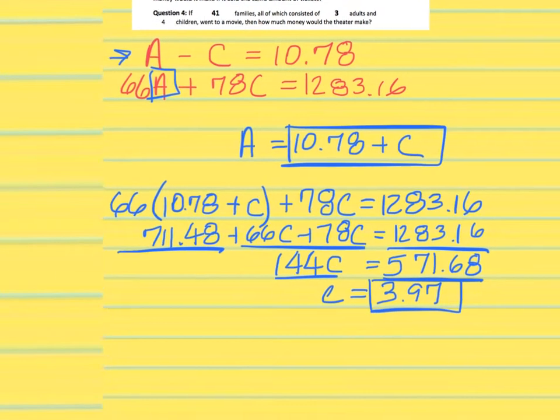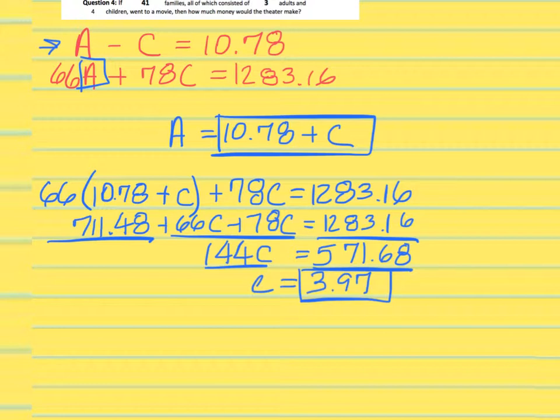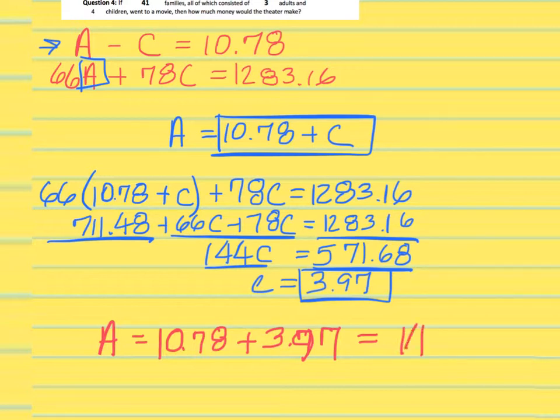We have to use that to solve for the adult ticket. And for the adult ticket, that is 10.78 plus 3.97. So add 10.78 and come up with 14.75. Alright, there's the answers to questions 1 and 2.